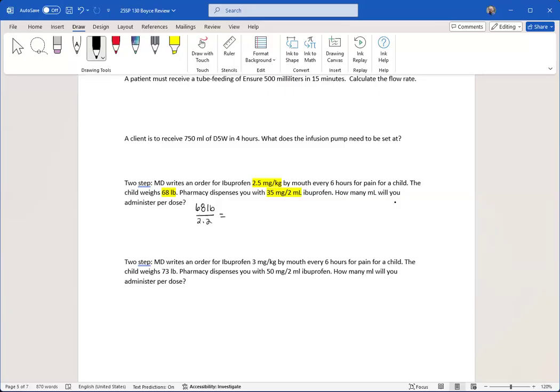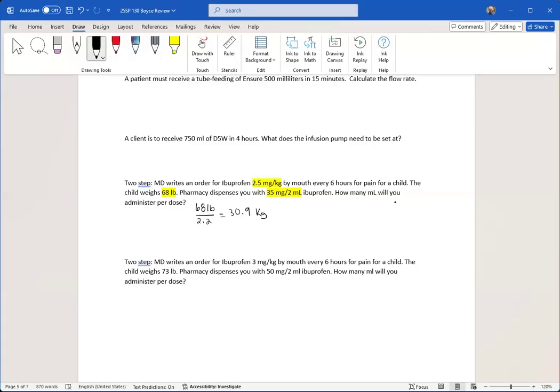So 68 divided by 2.2, and I'm going to get 30.909090. So we're just going to round that to 30.9 for the time being. I would not recommend rounding that right up to 31, even though it's 31. I would just make sure that you round to the nearest tenth just so you're following those directions.